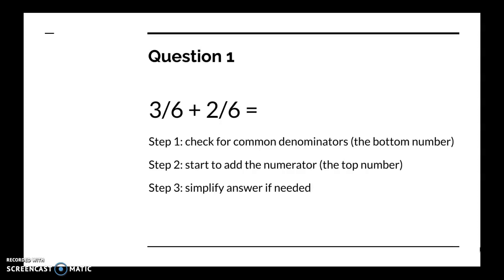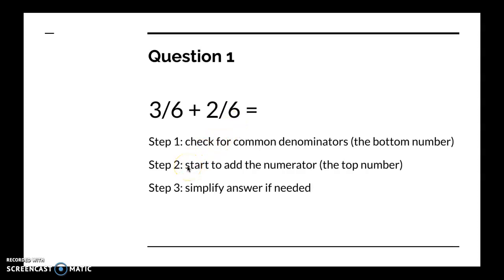So before we can actually start to do the math, we got to go over a couple steps. Our first step is to check for a common denominator. As we see here, it says the denominator is the bottom number. So our denominator here is 6, and our denominator here is 6. And since those are the same number and in the same spot, that is our common denominator.